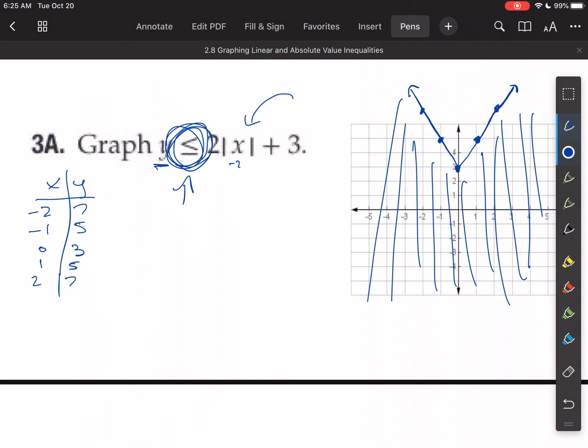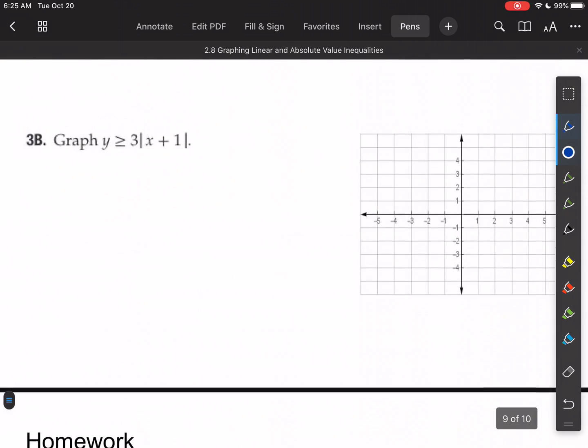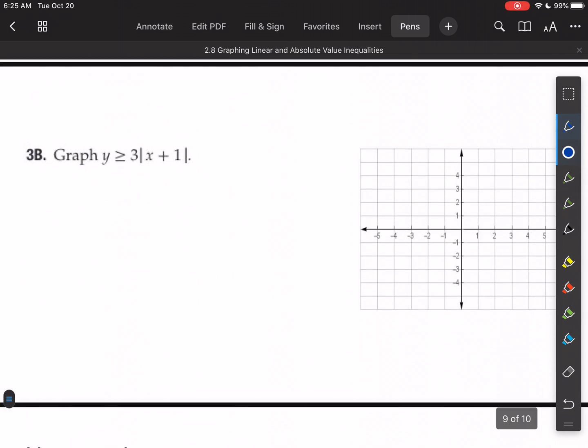All right, if you want to make sure that that worked, again, the easiest point that you can plug in, you guys, is 0, 0. If you plug in a 0 for x and a 0 for y, you would end up getting 0 is less than or equal to, this would go away, this would go away, 3. Is 0 less than or equal to 3? It is, therefore that should be part of the shading, and we're in luck. Okay, so that's 3A.